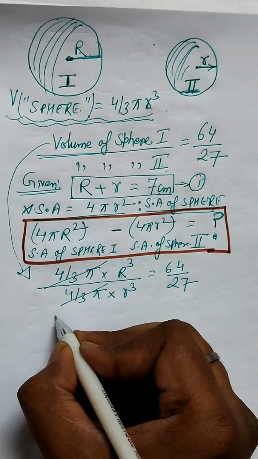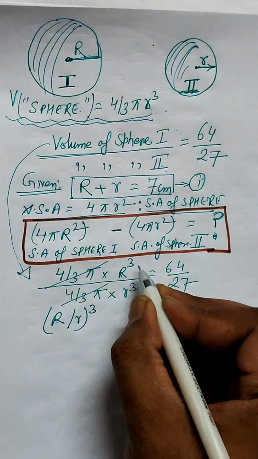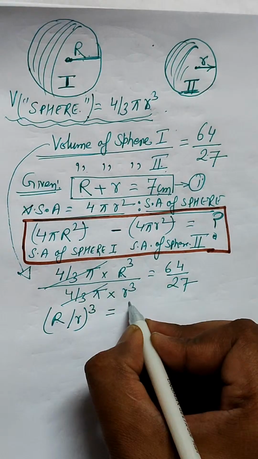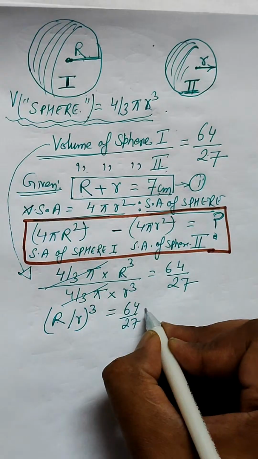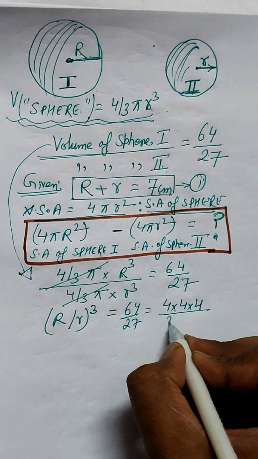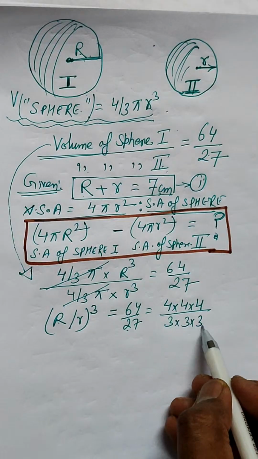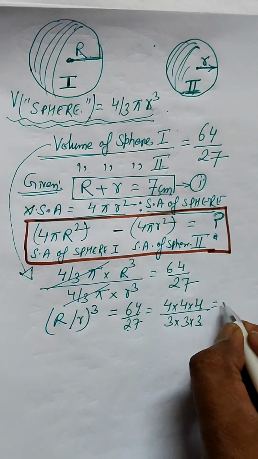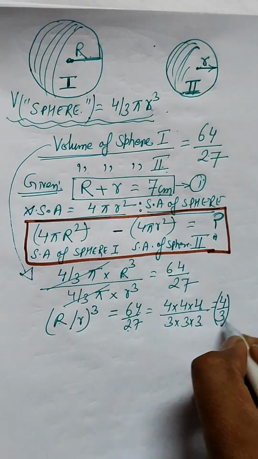So we can write it as capital R by small r whole cube, because both are cubes, is equal to 64 by 27, which can be written as 4 into 4 into 4 by 3 into 3 into 3. 27 can be factorized as this, and 64 can be factorized as this. So we can write the RHS as 4 cube by 3 cube, or 4 by 3 whole cube, isn't it?